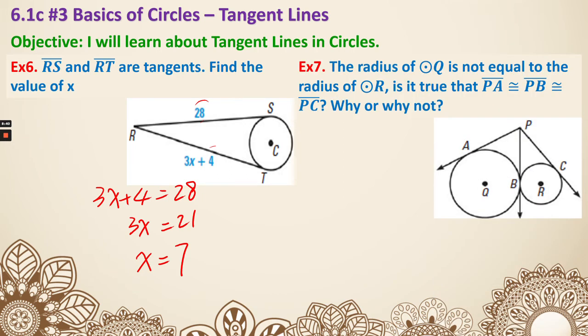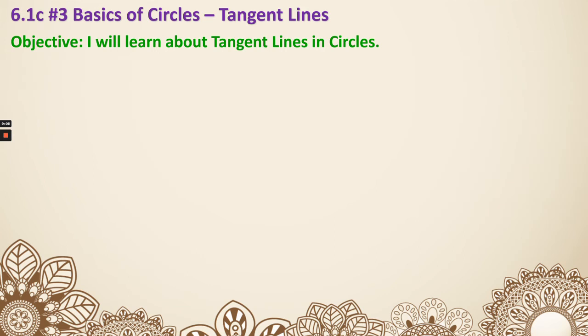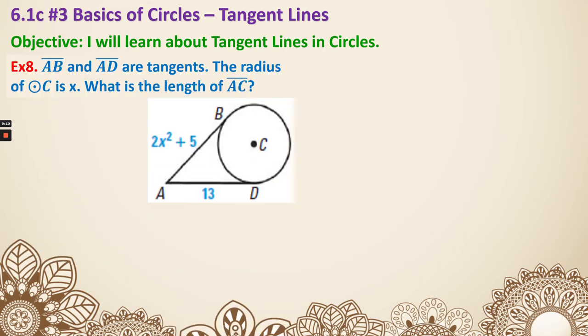Example 7. The radius of circle Q is not equal to the radius of circle R. Is it true that PA and PB and PC are actually congruent if they are all tangents? That's something that's forgotten, that is not mentioned in the question. But PA and PB are both tangent segments, so they are the same, and PB and PC are both tangent segments for the second circle. They're also the same, so it's guaranteed that they are all the same. That's example 7.